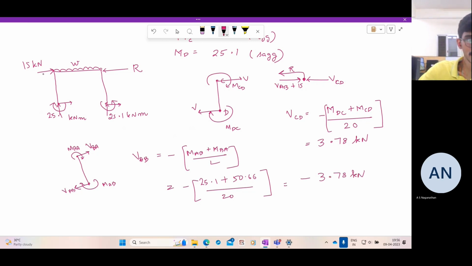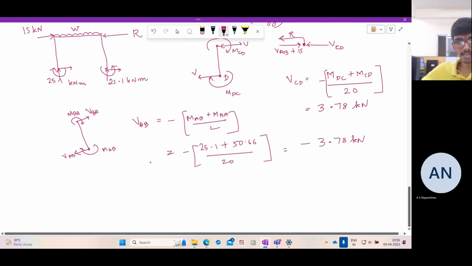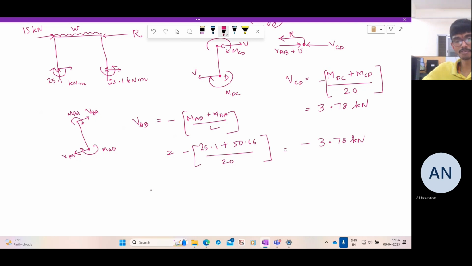So there is already a shear force towards the right at this point, minus 3.78, plus there is also a force of 15 kilonewtons that is acting. So the net force coming onto this point in this beam, this beam is compressed on both sides by a force of 15 plus VAB, which is 15 minus 3.78. So the force is 11.22 kilonewtons. So VAB plus 15 is equal to 11.22 kilonewtons.